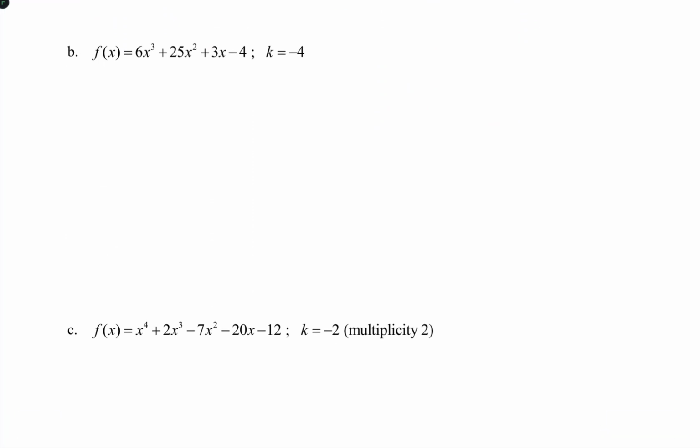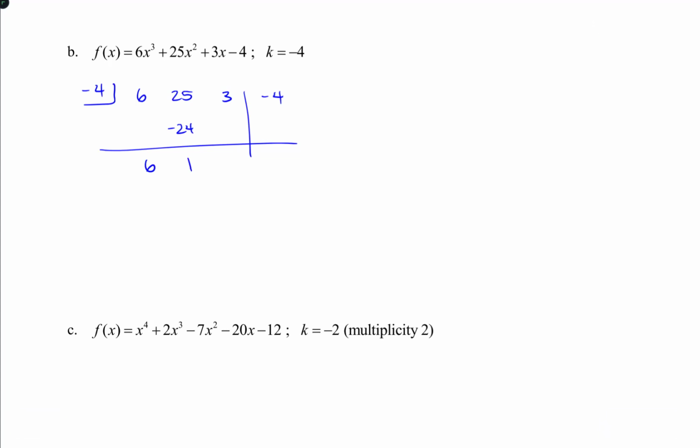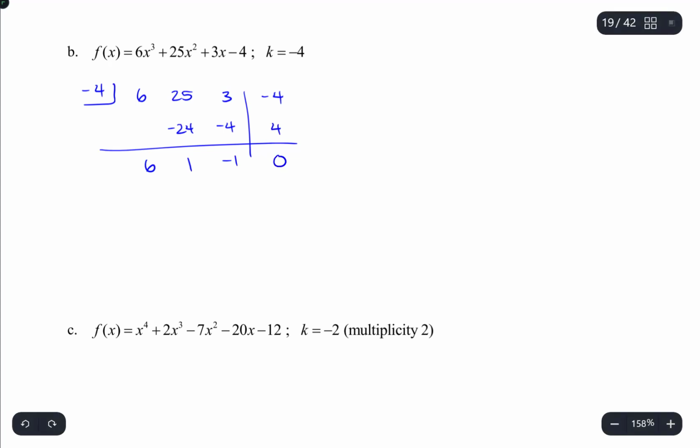Let's do the next one. So we have -4 is a known 0, and we want to factor the polynomial that's given. So we'll get started by factoring out that 0 using synthetic division. So we'll bring 6 down. 6 times -4 is -24, so that column will add up to 1. -4 times 1 is -4. These two add up to -1. -4 times -1 is +4, so this last column results in 0.